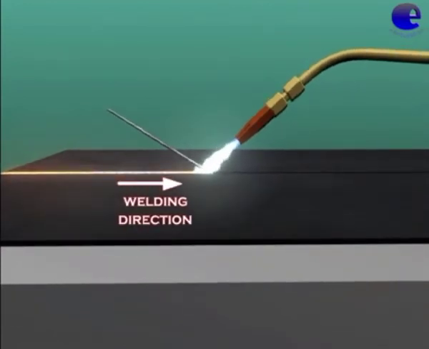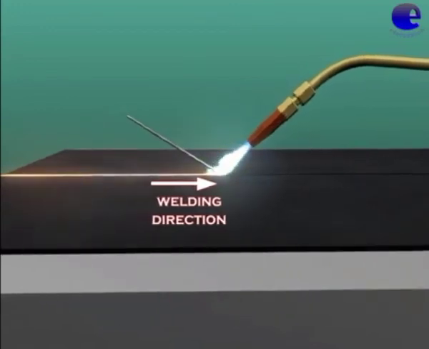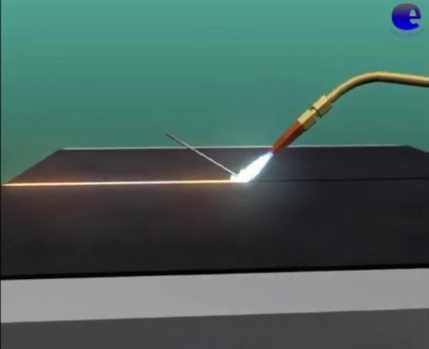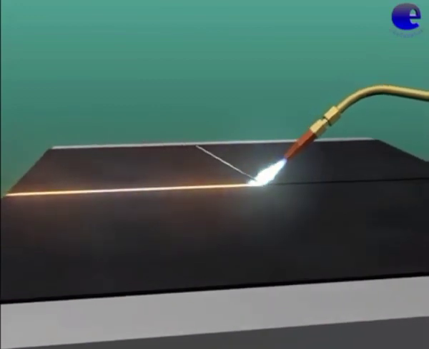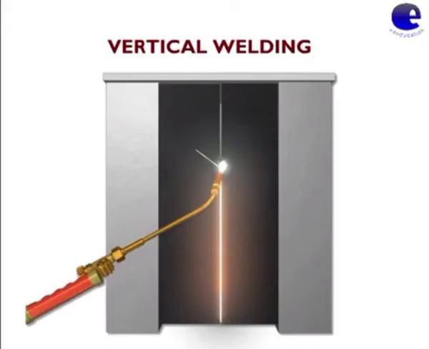Filler rod is held in the left hand at an angle of 30 to 40 degree. The torch is held in the right hand at an angle of 40 to 50 degree. This method is better and economical for plates over 6 mm thickness.